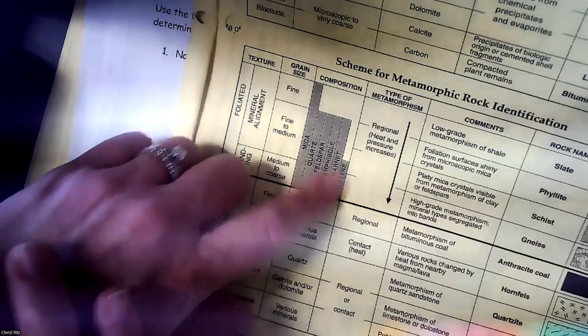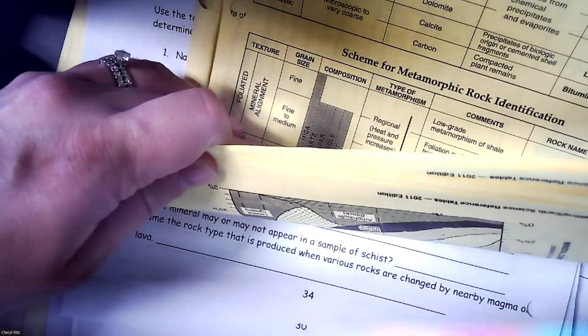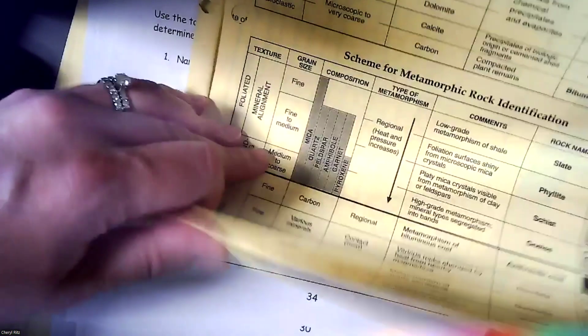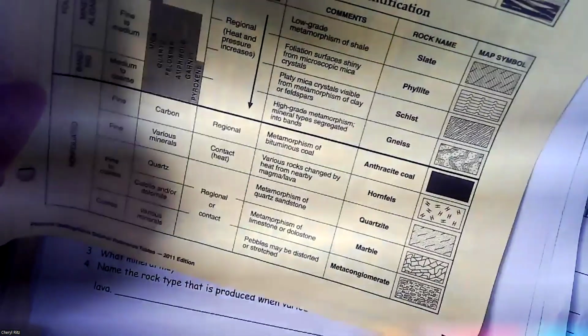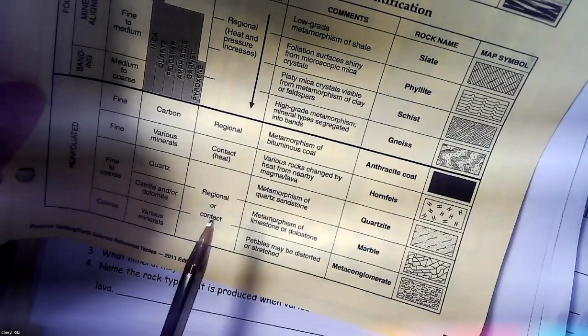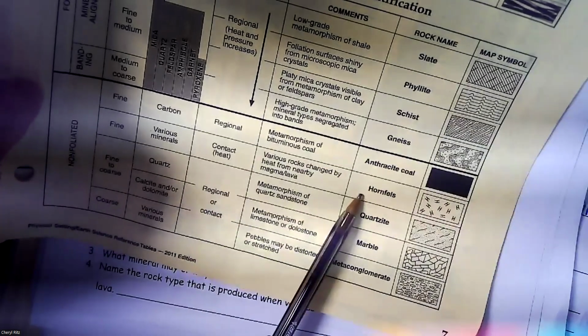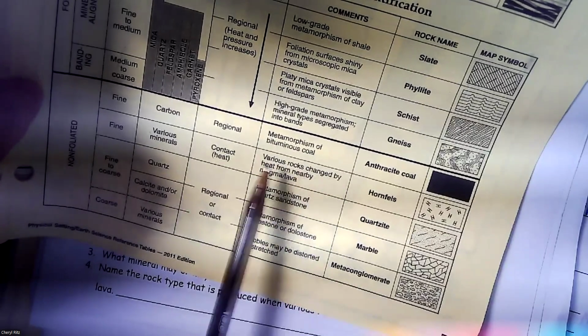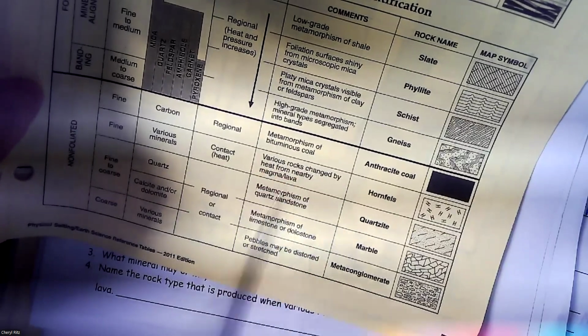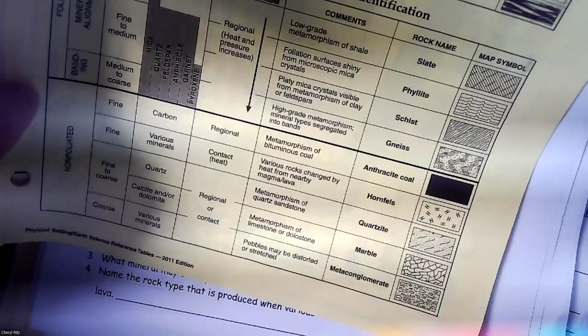That's the pyroxene. And then finally, name the rock type that is produced when various rocks are changed by nearby magma or lava. It is metamorphic. I would have accepted that, especially since the way I worded it. I do want you to see that hornfels is made from various rocks changed by heat from nearby magma or lava.